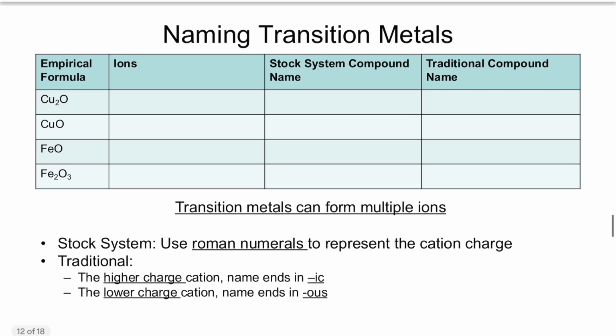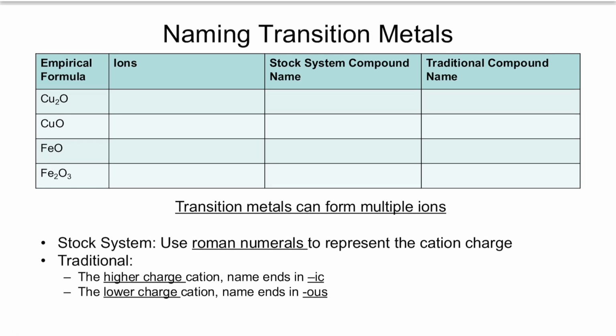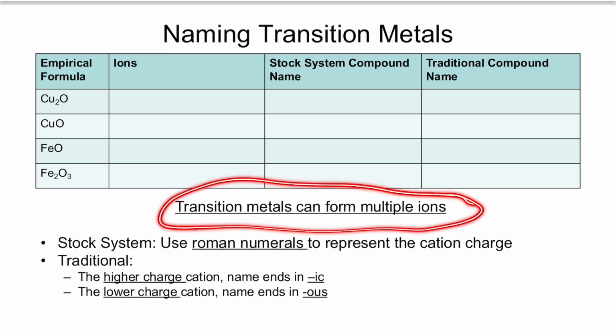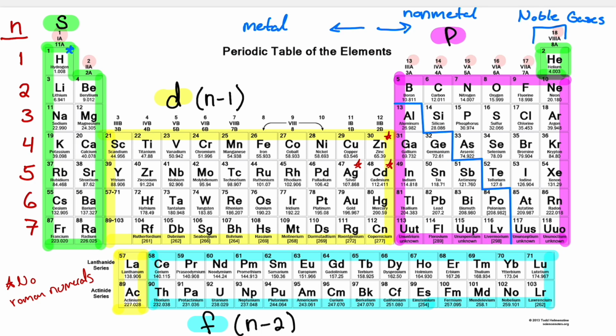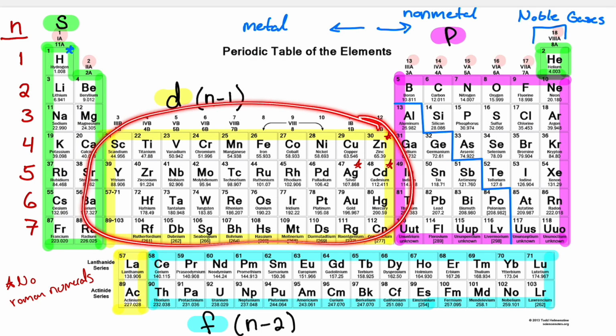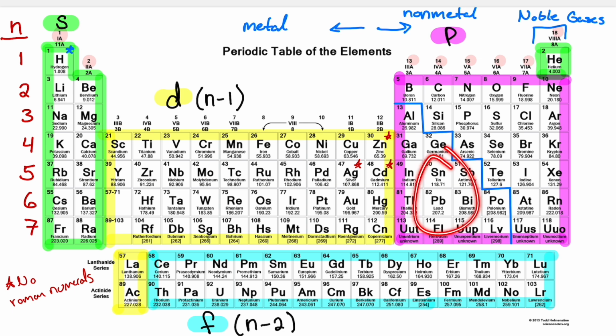Now, if in our binary ionic compound the metal is a transition metal, we need to add something to its name because transition metals can form multiple ions. Okay, so something like nickel can be a +1 or a +2. As a reminder, remember the transition metals are all of these elements. Some of our other metals like tin and lead can also form multiple ions, so we need to add something to their names.